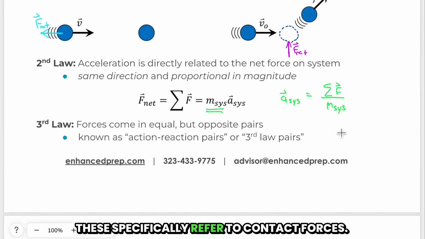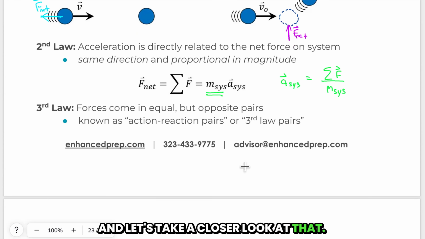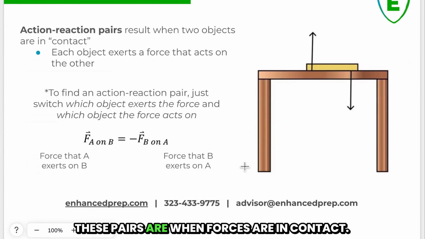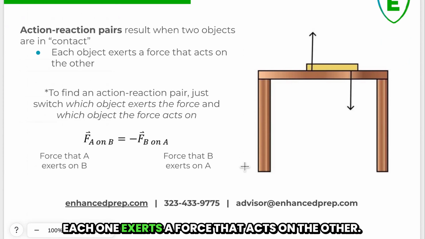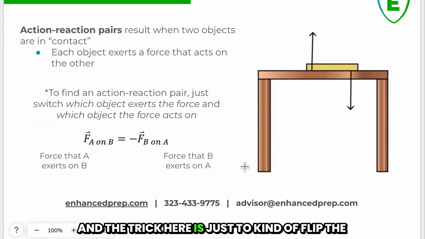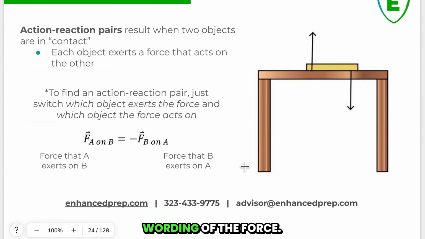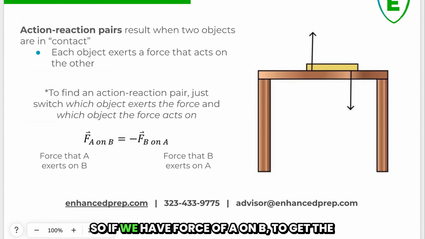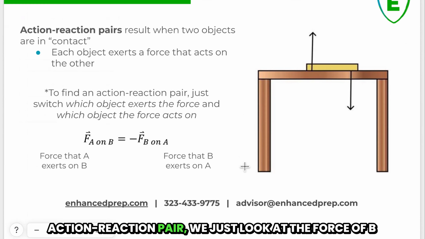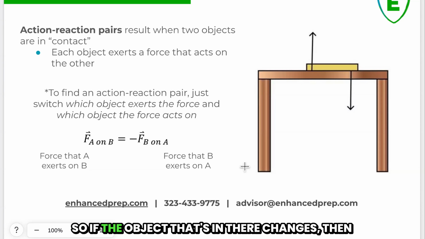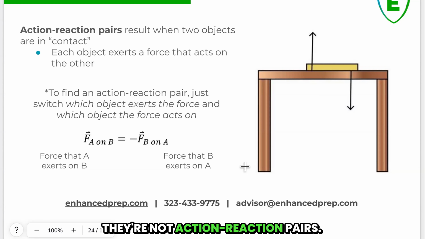These specifically refer to contact forces. And let's take a closer look at that. So side note here. These pairs are when forces are in contact. Each one exerts a force that acts on the other. And the trick here is just to kind of flip the wording of the force. So if we have force of A on B, to get the action reaction pair, we just look at the force of B on A. So if the object that's in there changes, then they're not action reaction pairs.